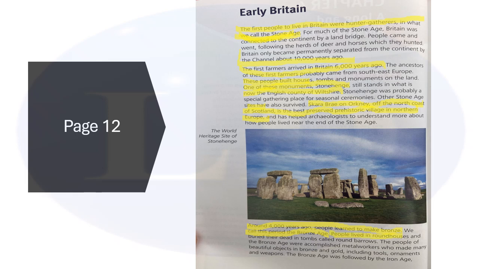Okay, please make sure you underline this one. This is very important. Okay, the question is, what is the name of the tombs? So round barrows. Okay, what type of houses did people used to live in? Then you could say round houses. Or what's the name of the houses that the people of Bronze Age used to live in? Then round houses.